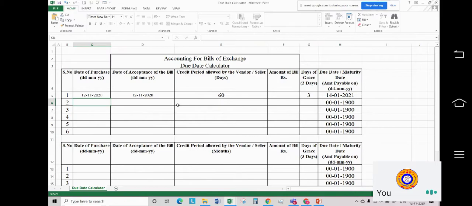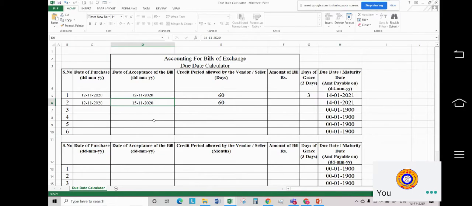Second type is the transaction took place on November 12th, 2020. However, the bill was accepted on 15th of November 2020. Now if you see, the due date is the same because I didn't mention here the time period. So I mentioned the time period as 60, and obviously now if you see, it has become 14 1 2020-21. That is from this particular date, from 15th of November, it started to calculate.